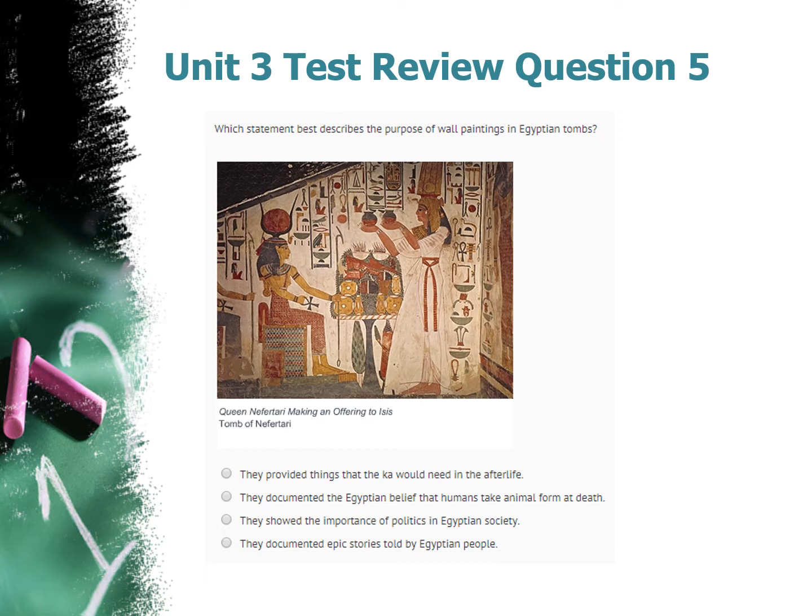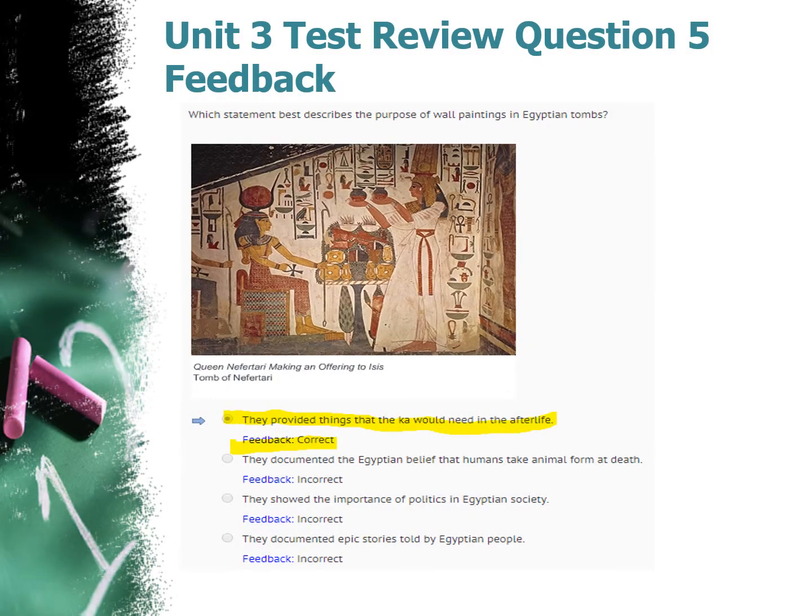So the picture that we are shown here is a picture from an Egyptian tomb. So let's see what our best answer choice would be. Okay, so your correct answer is they provided things that the Ka would need in the afterlife. If in our text, when you were reading about the spiritual purposes that painting and sculpture served in Egyptian life, it's all just very interesting stuff to read. And I hope you read it.